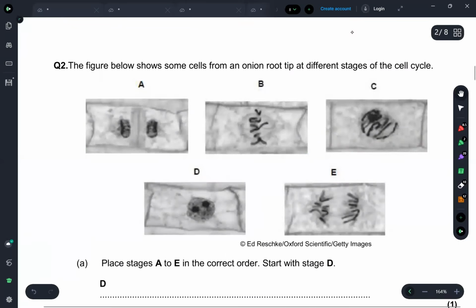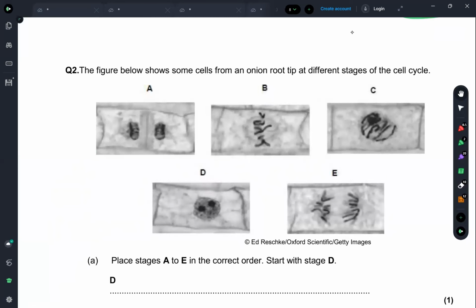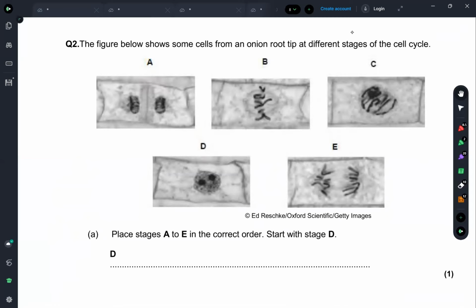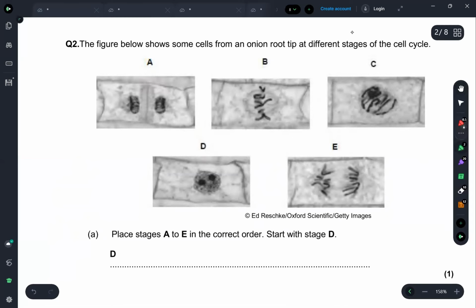So the figure below shows some cells from an onion root tip at different stages of the cell cycle, and it asks you here to place stages A to E in the correct order, starting with D. So we're told D is the beginning of the cell cycle. Then it wants us to put the rest in order. So we've got D. The next phase, we're going to have that condensing of chromosomes. We can clearly see the chromosomes are condensing here at C. So it's going to go D, C.